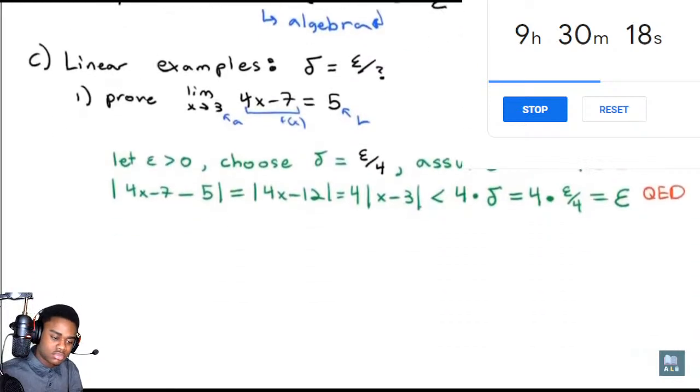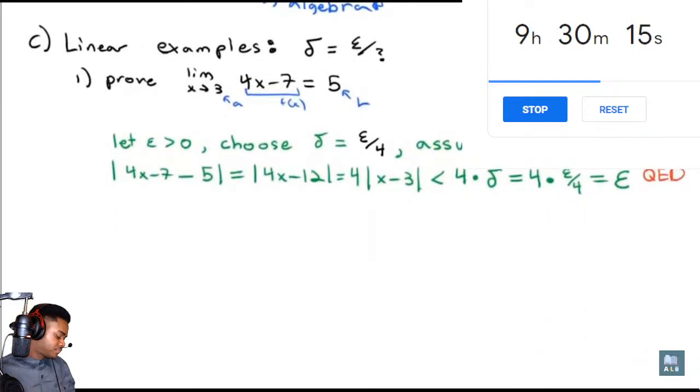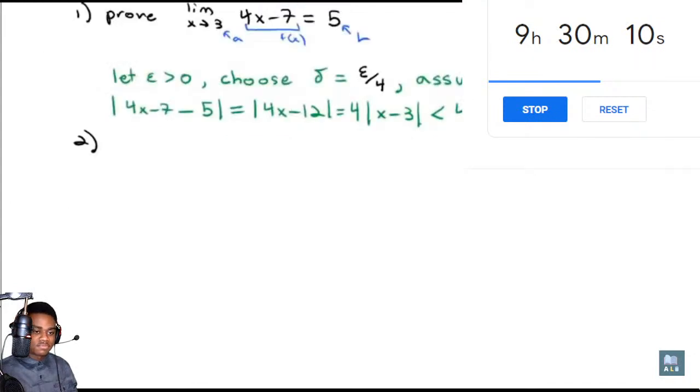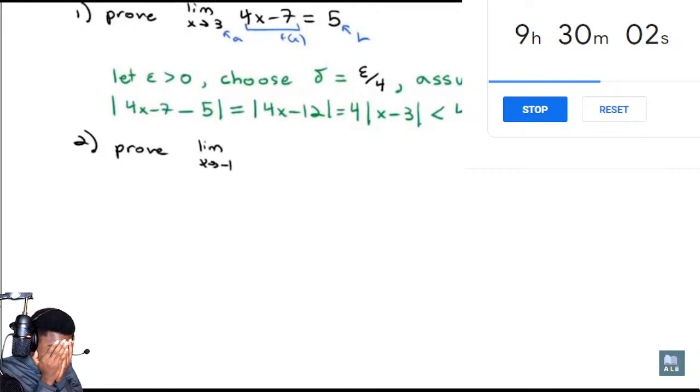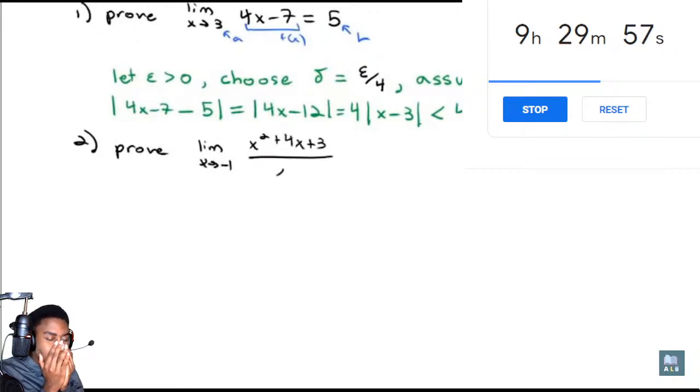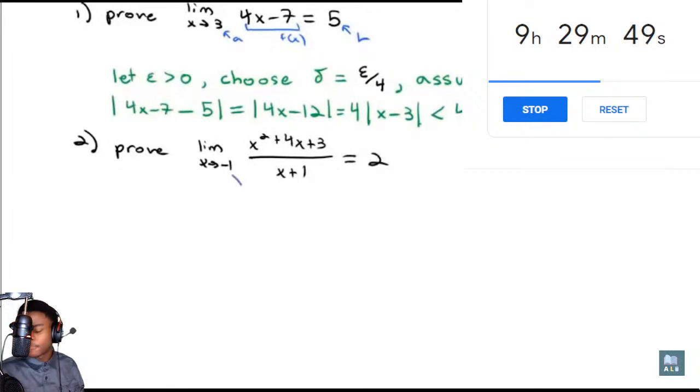Let's do one more linear example so that we can see how another similar problem works. But every problem has the same general setup. For this example, we're going to prove that the limit as x goes to -1 of x squared plus 4x plus 3 over x plus 1 is equal to 2. And like before, identifying the pieces: what x is approaching, that's my a. What's inside the limit, that's the function. And the answer, that's my limit L.